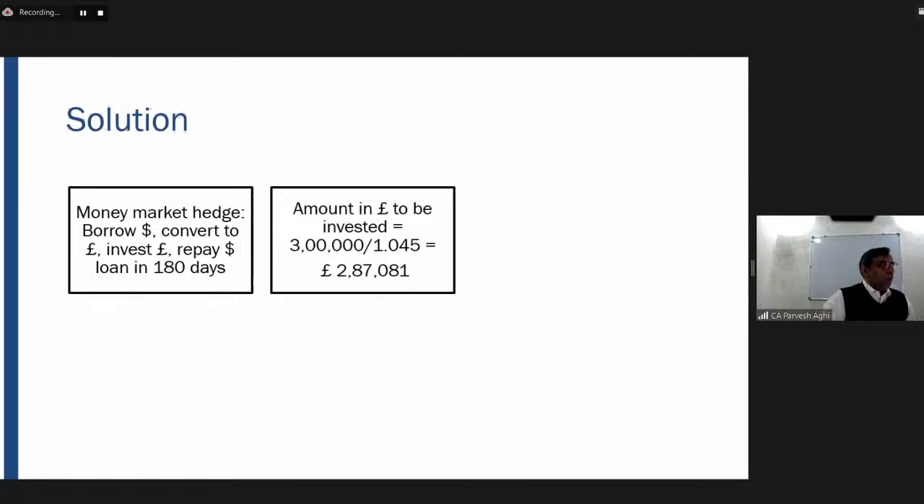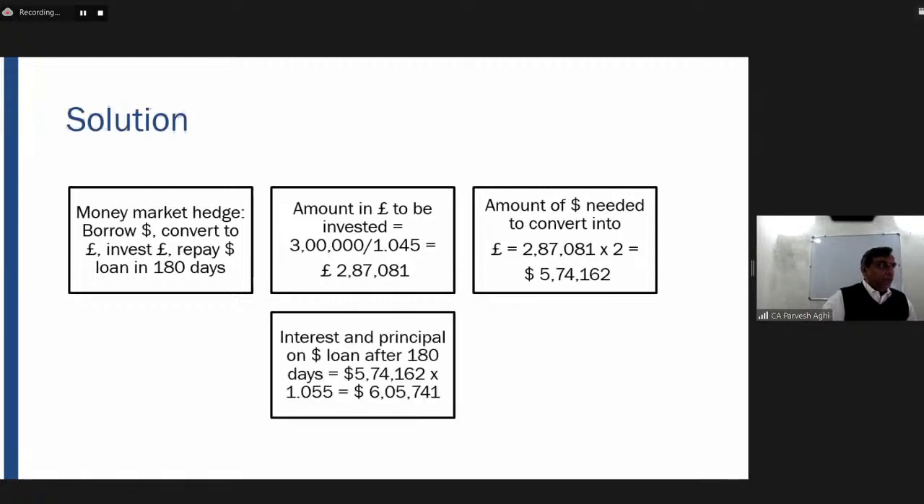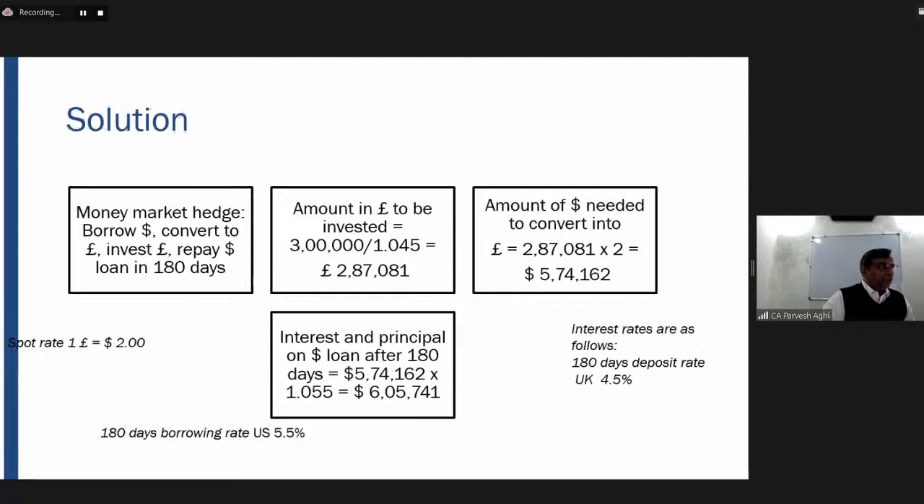So the amount in pounds to be invested should be this much, so that you invest today 2,87,000, it goes to 3 lakh pounds, which will help you pay off your liability in terms of pounds. So that means this much money you should borrow, but in dollar terms, how much? 5,74,000. Since you're going to borrow this money in America and pay 5.5%, after 180 days you're going to pay your banker $6,05,000. So this will be the total outflow on account of the money market hedge. All these rates were given to you.